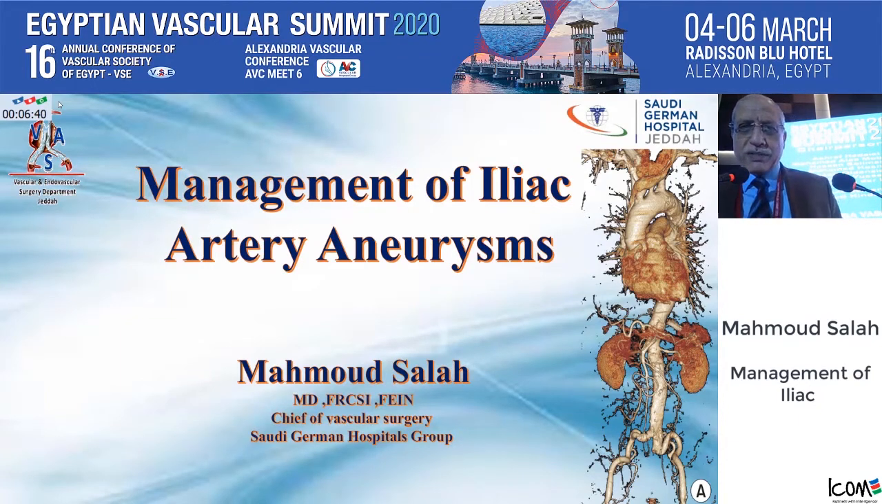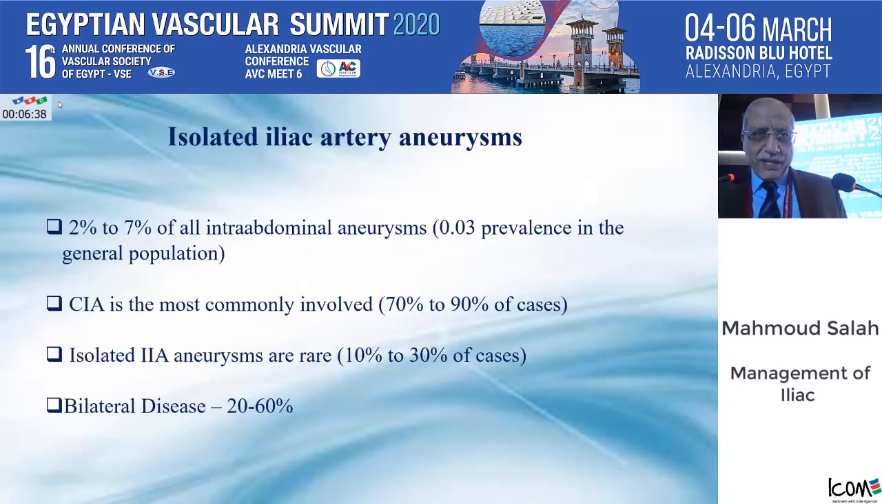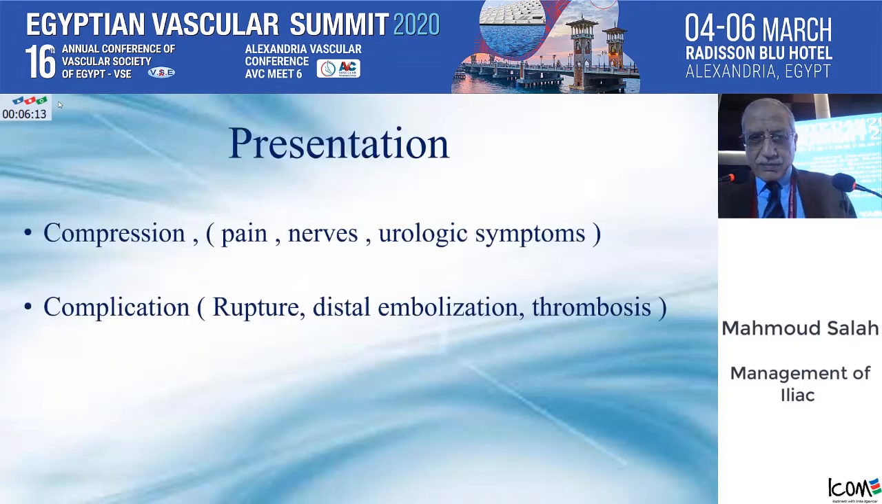I'm going to talk about management of iliac artery aneurysms. We all know that it's not that frequent. It's about 7% of the intra-abdominal aneurysms, and mainly common iliac artery. Isolated iliac artery aneurysms are rare, maximum 30% in some studies, usually bilateral in some cases. The presentation is either due to compression or complication.